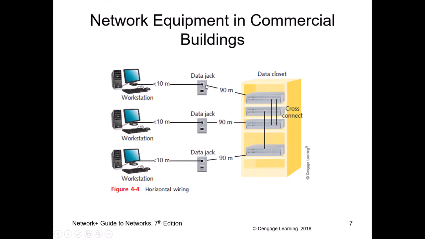And then from the data jack, you'll run it either on top of the ceiling or on the floor all the way to the patch panel. So you patch it on the back, that should be less than 90 meters. And from the patch to the switch or to a router, that should be another 10 meters, altogether from the workstation all the way to your switch. And from here to, let's say, a router should not be greater than 100 meters. That's the maximum distance.